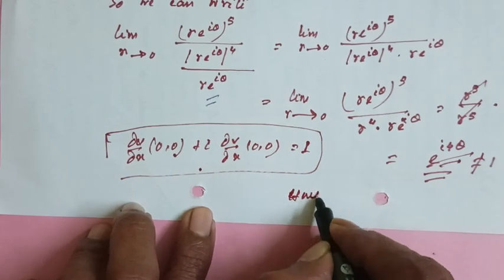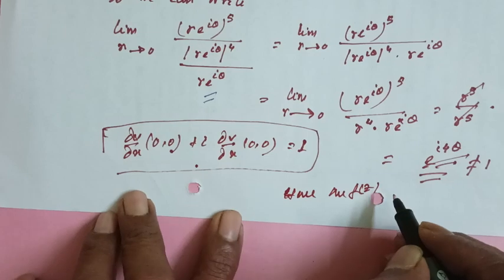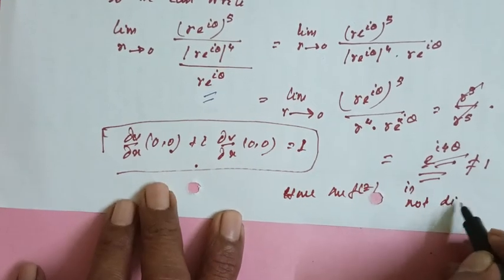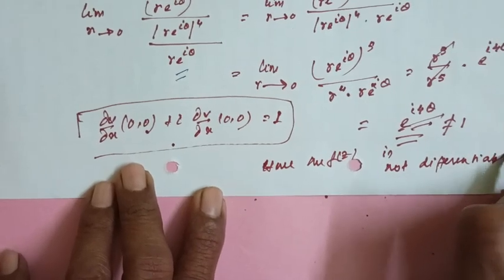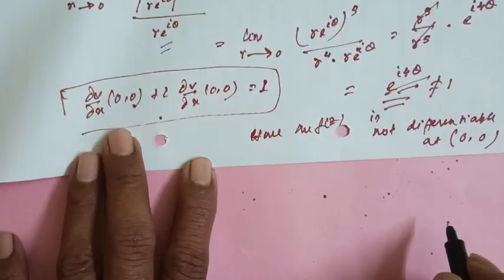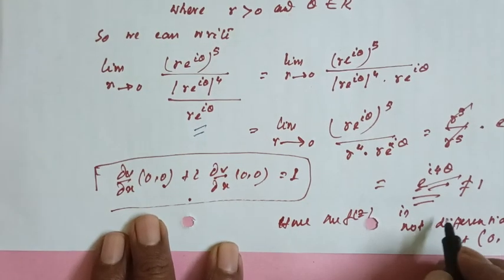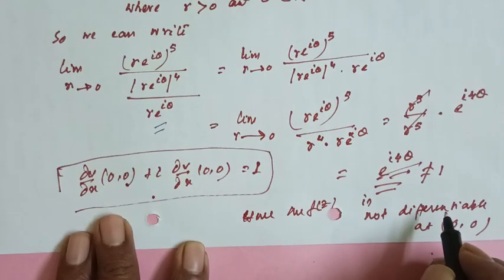Hence, the function f(z) is not differentiable at (0, 0). It satisfies the CR equations, but the function is not differentiable at (0, 0). Hope you get the calculations here.